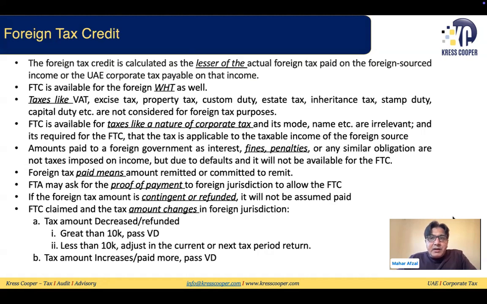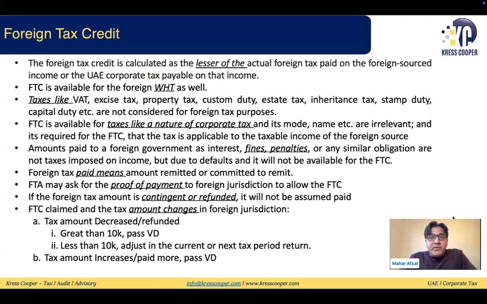Taxes on taxable income can be given any name, any mode. If the tax is being levied on the taxable income, then it will be considered equivalent to corporate tax. Any fines or penalties for non-compliance that you have paid outside the UAE will not be considered for the foreign tax credit.